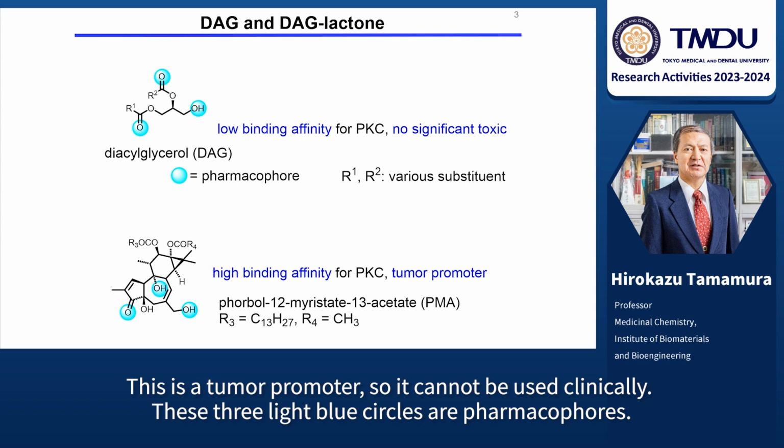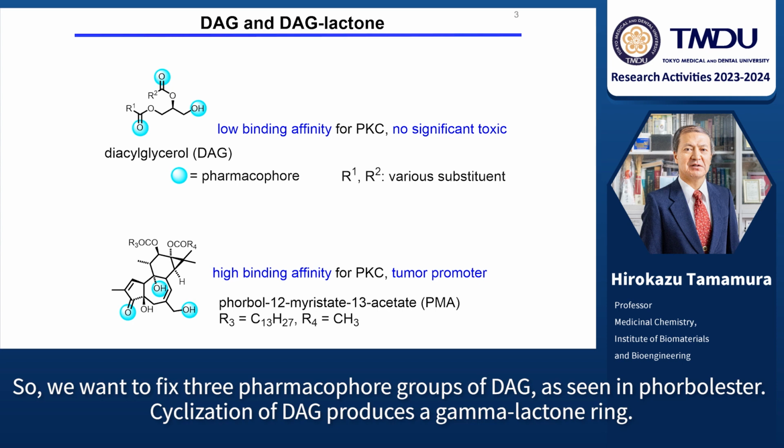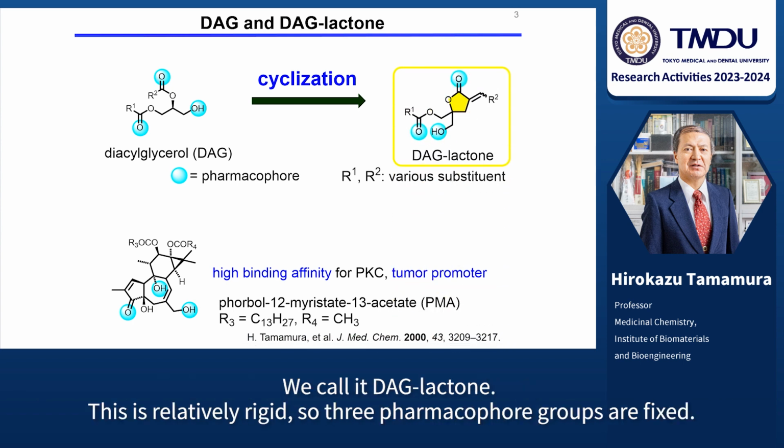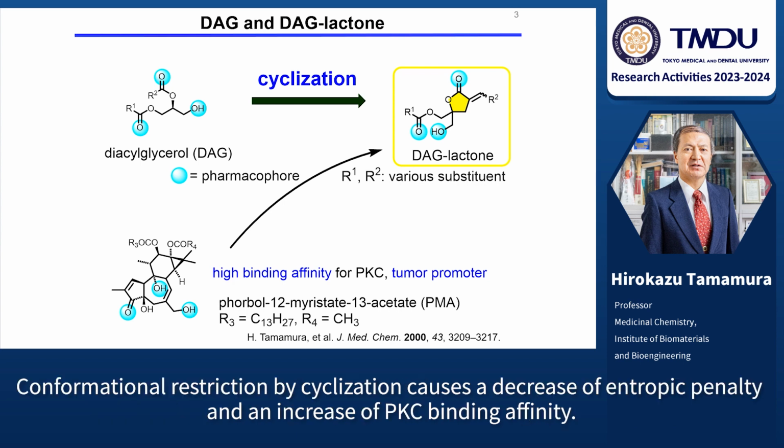These three light blue circles are pharmacophores, so we want to fix three pharmacophore groups of DAG, as shown in phorbol ester. Cyclization of DAG produces a gamma-lactone ring. We call it DAG-lactone. This is relatively rigid, so three pharmacophore groups are fixed. Conformational restriction by cyclization causes a decrease of entropic penalty and an increase of PKC binding affinity.